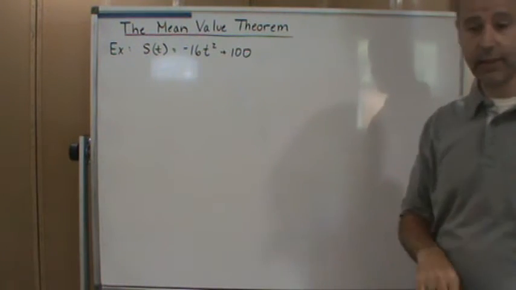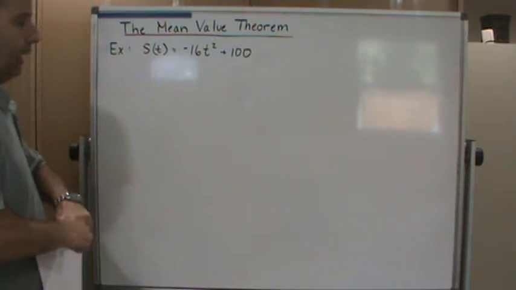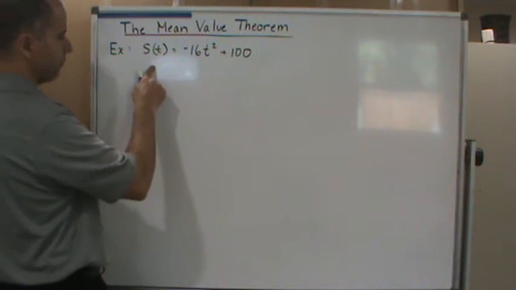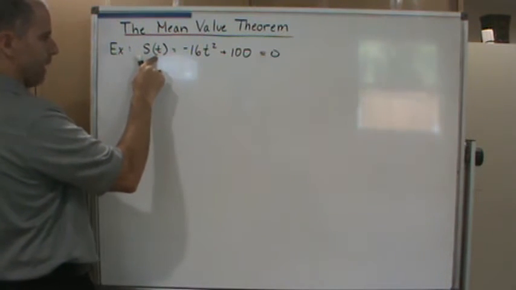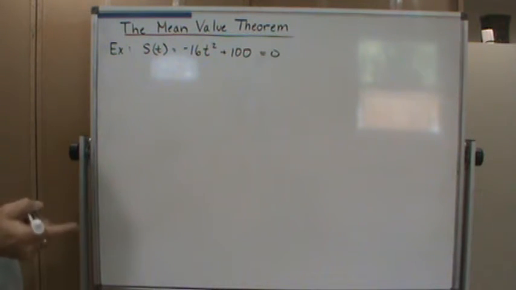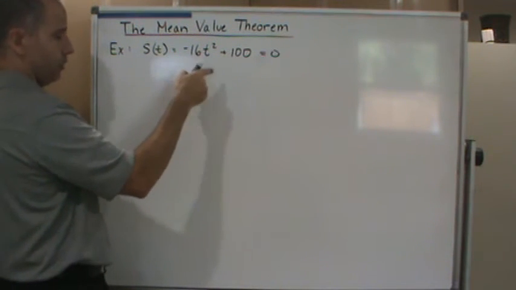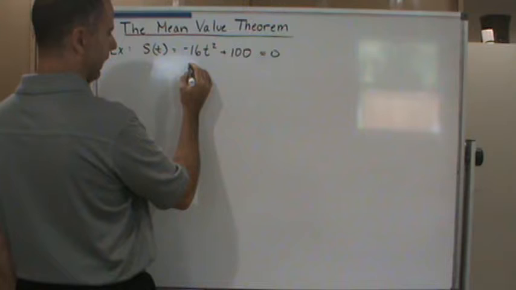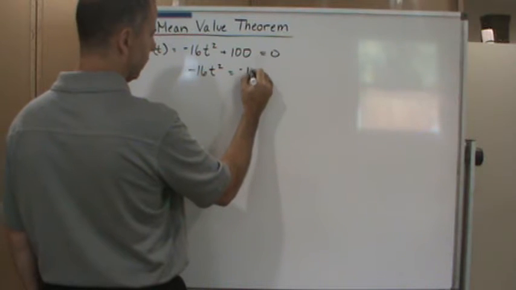Now, the first thing they want us to do is find the amount of time that the rock is in the air before it hits the ground. To find that time, we have to set this equal to 0, because we want to know when the rock hits the ground, which means the position of the rock is 0 feet above the ground. The units of position are feet, the units of time are seconds. So if I solve this, I get negative 16 t squared equals negative 100.